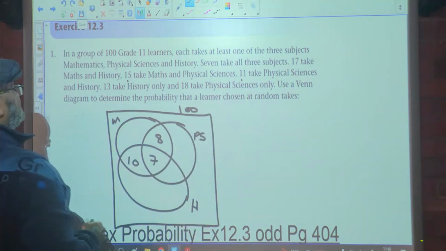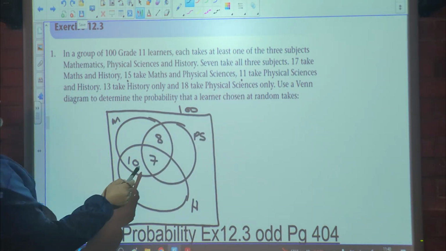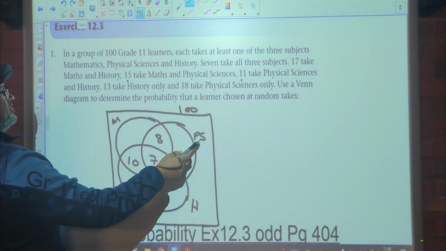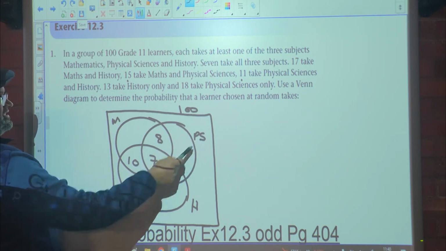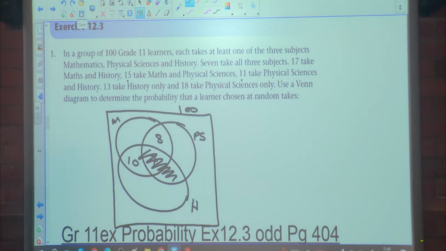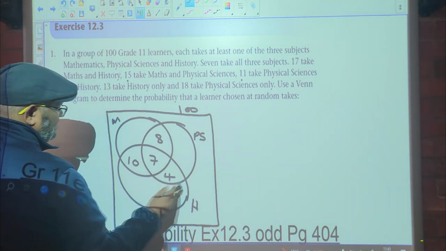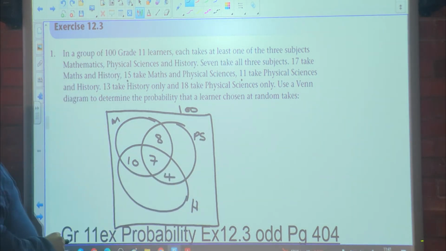11 takes physical science and history. So this makes up 11, not so. But 7 is accounted for. So how many takes physical science and history only? 4. As you can see, that adds up to 11.